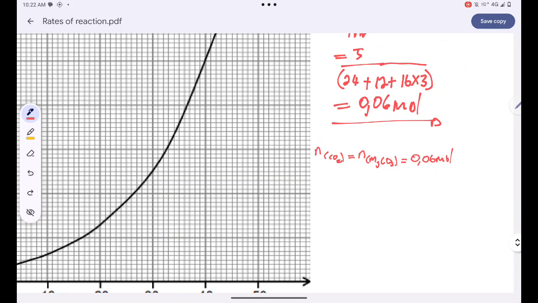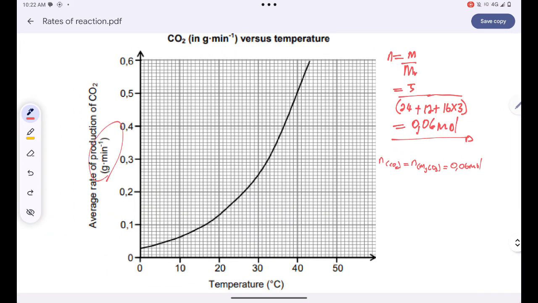Are you together? But then I'm given the rate of reaction in grams per minute. So it simply means that all I have to do is to find the mass of my carbon dioxide which was formed. Number of moles is equal to mass all over the relative molecular mass. The number of moles I have is 0.06. The mass, that's what I'm looking for. The relative molecular mass, I have 12 plus 16 times 2. And then my mass is basically equal to 0.06 multiplied by 12 plus 16 times 2.